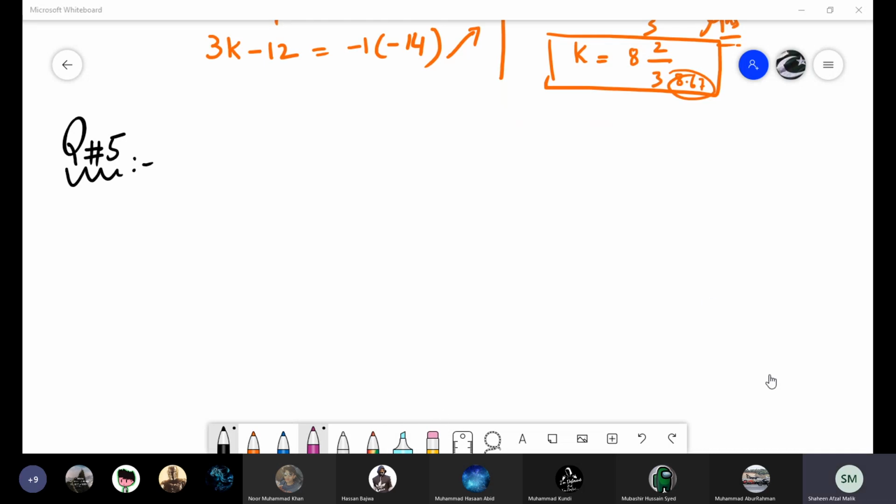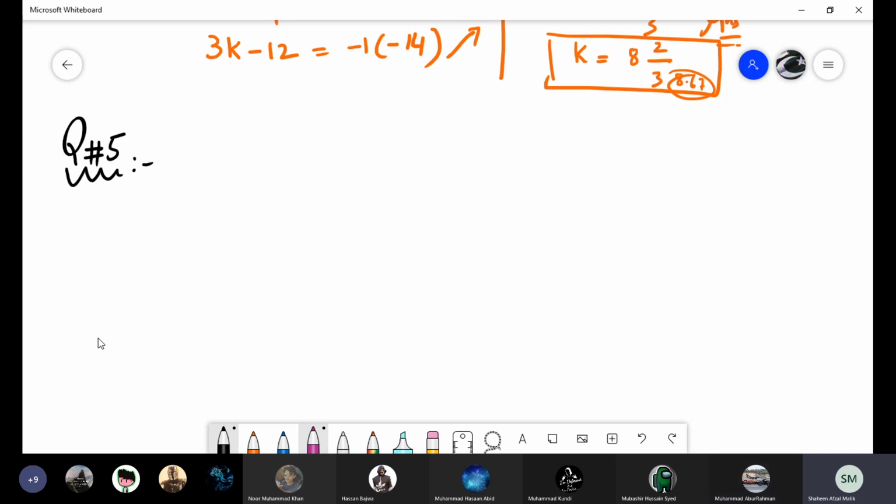Question 5. Huzaifa, read the question, beta. Huzaifa is not there. Mubashir. Ma'am, can I read? Okay, Abdul Rahman. Yes, ma'am. Question number 5: find the equation of the line passing through the points. So you have to find out the equation of the line.